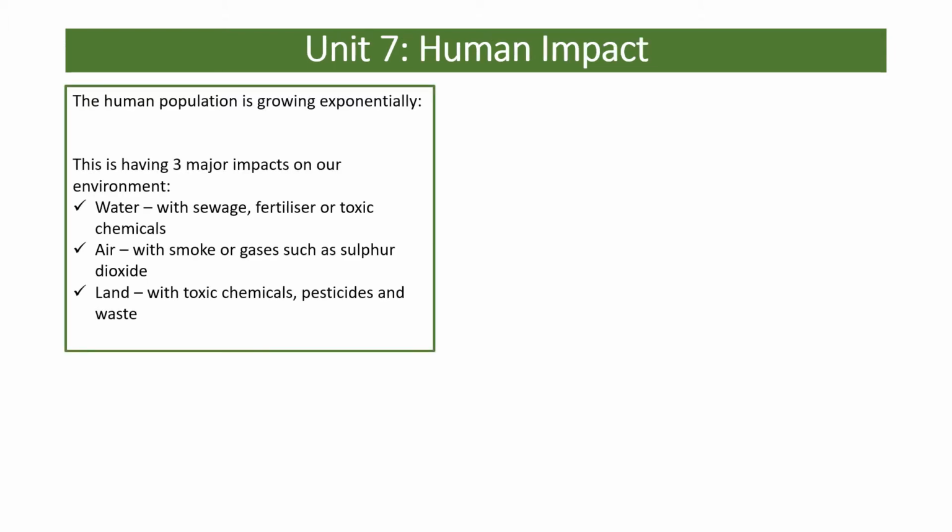So human impact is obviously really important, and it's big in the news these days. It's happening because the human population has grown massively and it is still increasing exponentially, which means it is continuing to go up at a faster and faster rate. There are three major impacts we're having: water, air, and land pollution. And you need to be very specific when talking about pollution.